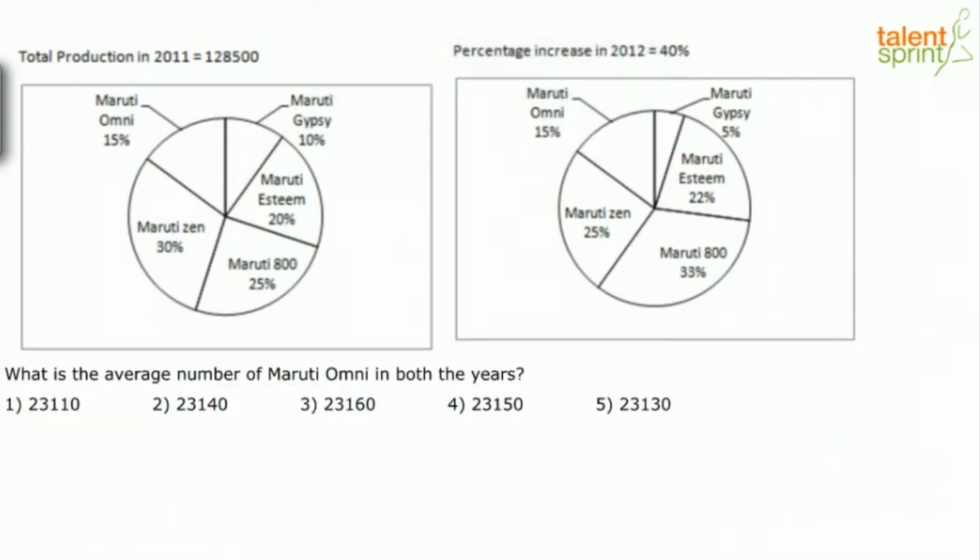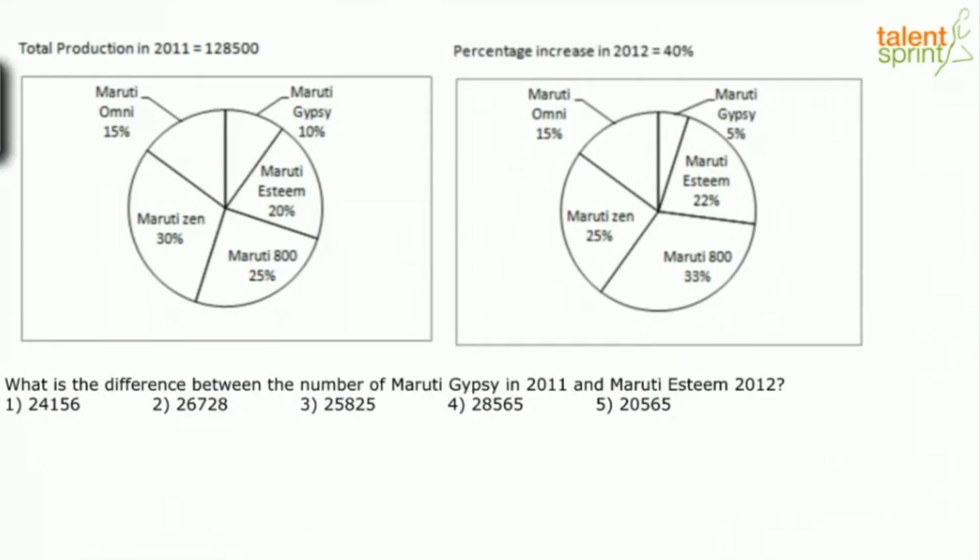Okay, next one. What is the difference between number of Maruti Gypsy in 11 and Maruti Estim in 12? Now this is a simple difference based question. You have to find out the difference between two values. What values? Gypsy is in 11. Gypsy in 11 is 10%. And Estim in 12. Where is Estim in 12? Estim in 12 is 22%.